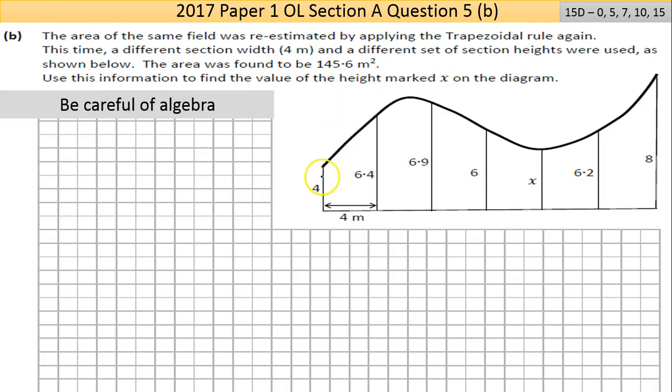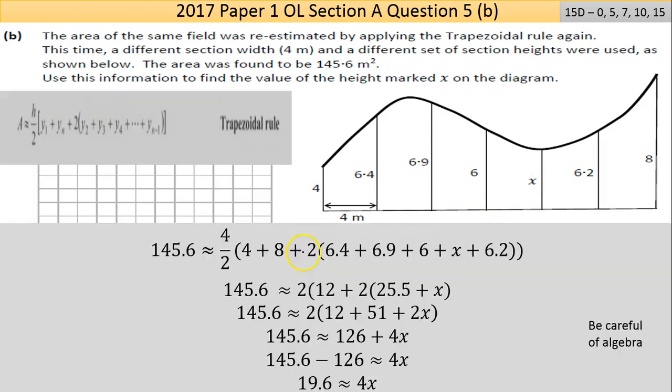So in this case, normally in the first part A, our unknown was the area. In this case, the area is given, and our unknown is just one of the heights. So it is an equation of one unknown. It's just that the unknown's not going to be tidily on its own. Let's go to the answer.